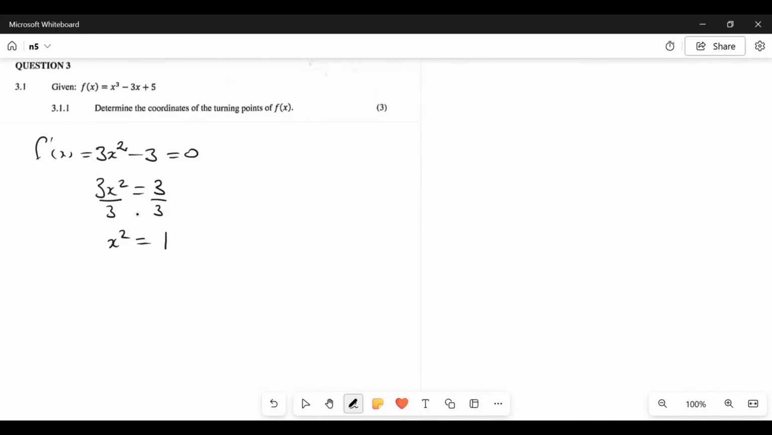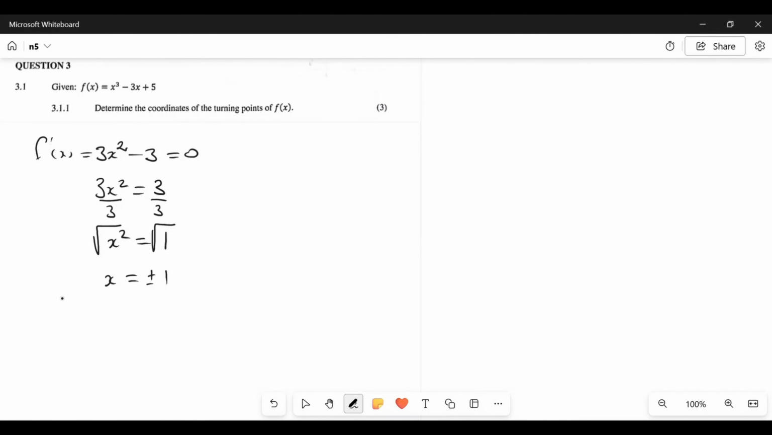But now we are not looking for x squared. We're actually looking for x. So we have to square root both sides here to get rid of the square there. So the square root of x squared is going to be x. And then the square root of 1 is going to be plus or minus 1. There we go. So this is the x coordinate of the turning point. One is positive and the other one is negative.